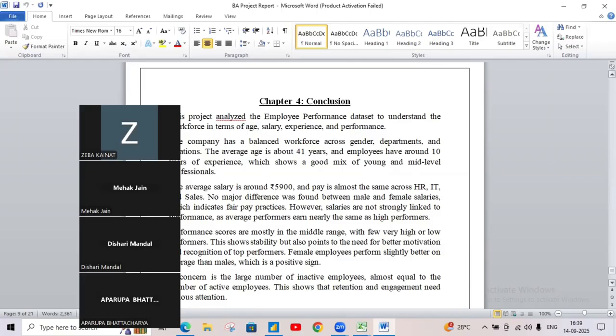While most employees demonstrate consistent mid level performance, the high proportion of inactive employees highlights an urgent need for stronger retention and engagement strategies. As business analysts, we recommend that the company should focus on linking rewards more closely to performance, strengthening employee engagement, and addressing data quality gaps to drive long term productivity and sustainable growth of the company.